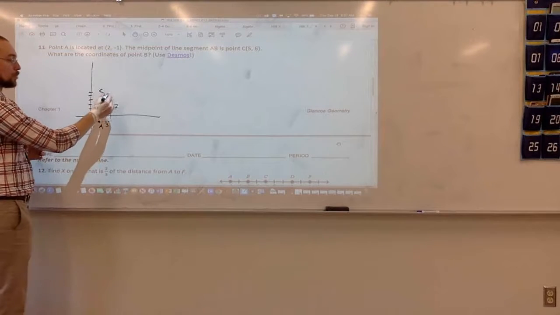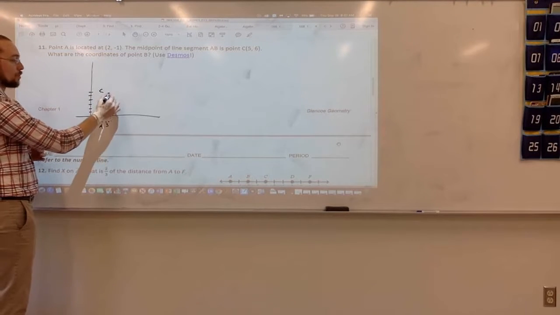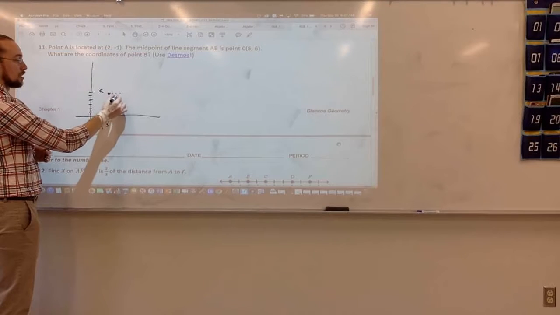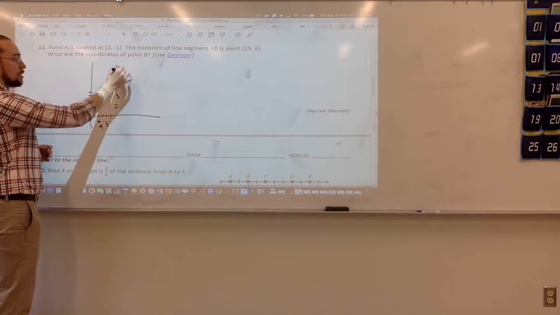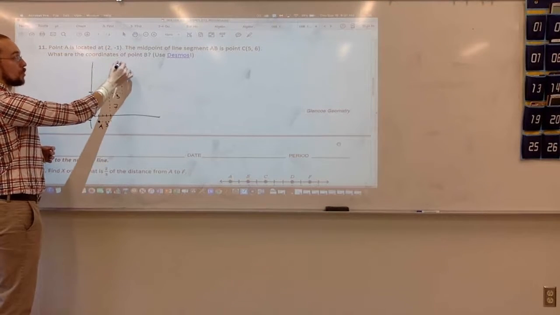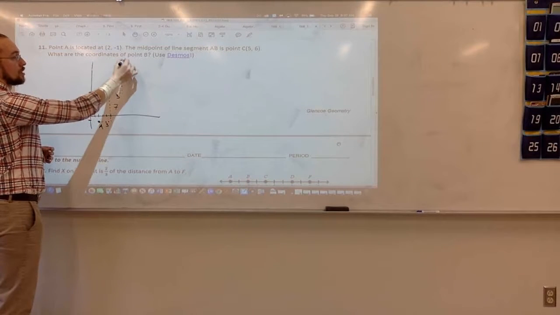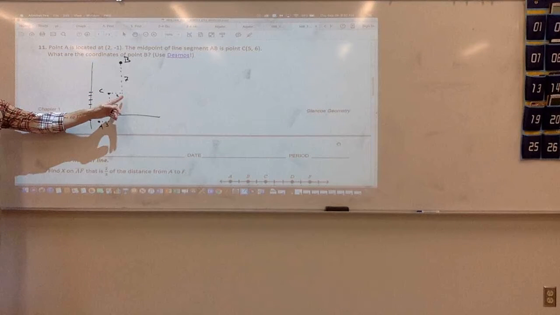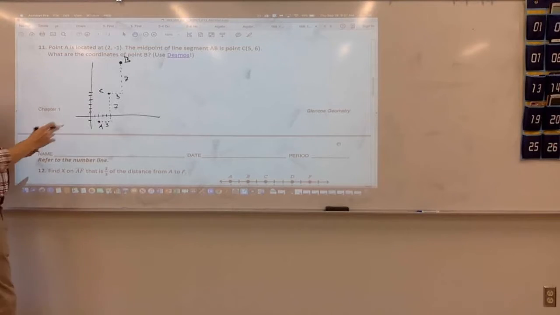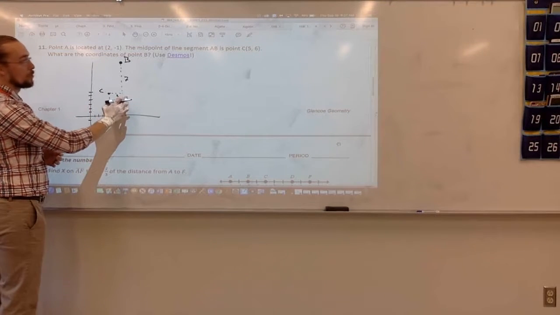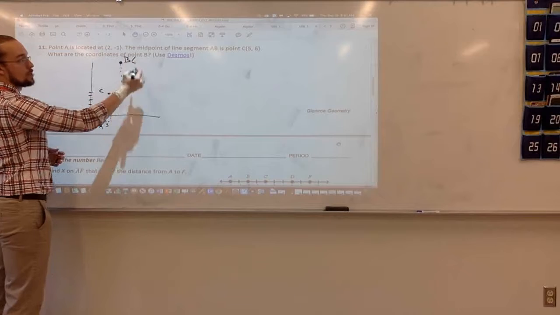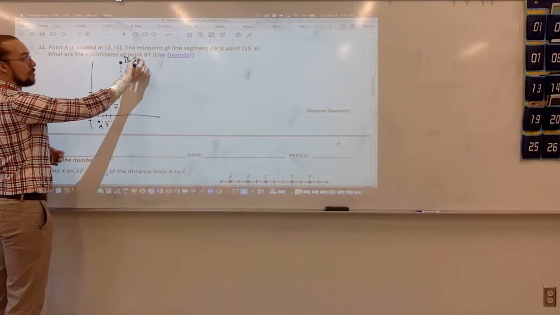So now I'm going to do that same thing again. I'm going to go over 3 and up 7. So when we have Desmos, it's all counting the boxes. So when I count those boxes, when I go over 3 and up 7, I believe I end up at 8, 13.